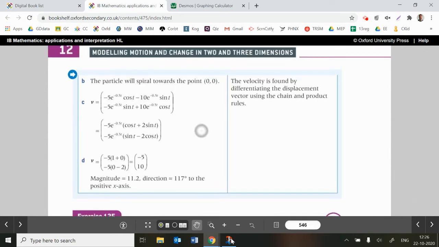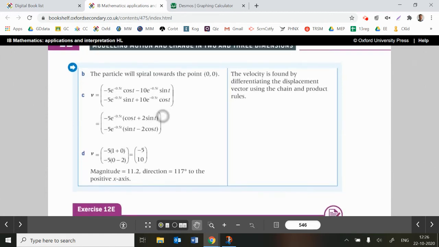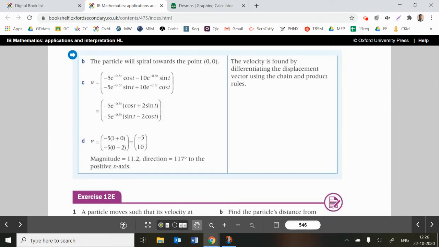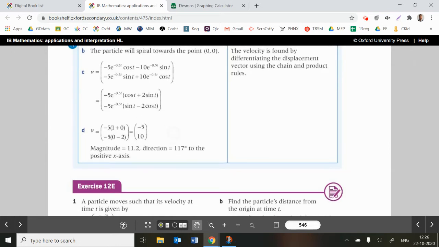And they factorized out in both cases. They can see that we've got e to the minus 0.5 t involved in both of those expressions. And they factorized out a minus 5 as well. So that's just making it a little neater in this case. And actually makes this pretty simple to work out from here. And then we get a minus 5, 10. And then obviously magnitude is just Pythagoras applied to this. So minus 5 squared plus 10 squared, all square rooted.